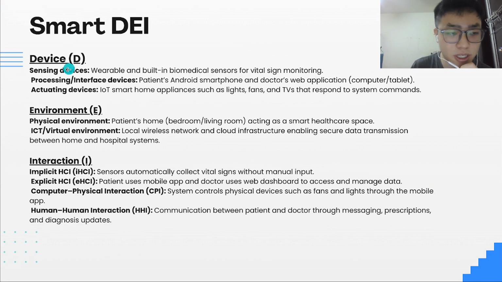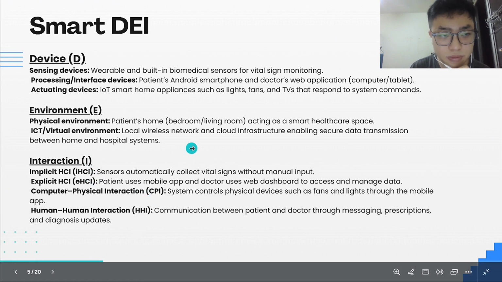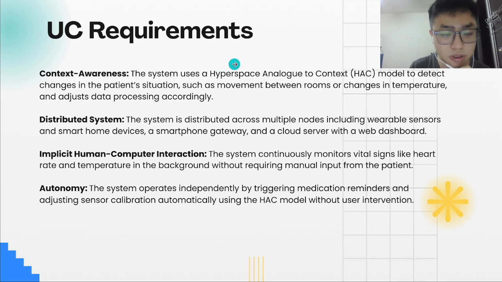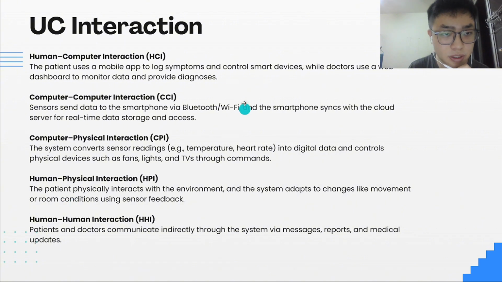So this is the smart DEI. For the D, device, we have sensing device, processing device, and activating device. For the environment, we have the physical environment and the ICT or virtual environment. For the interaction I, we have IHCI, EHCI, CPI, and HHI. And then this is the UC requirement. So we have context awareness, distributed system, IHCI, and autonomy. For the UC interaction, we have HCI.